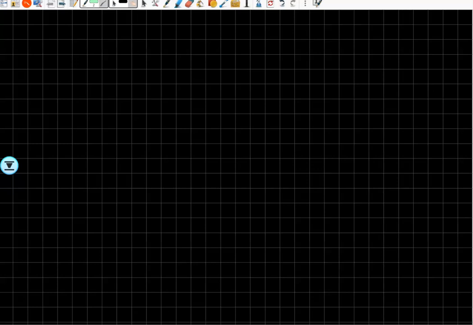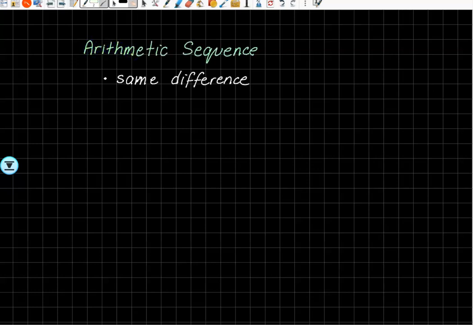Okay? And there's a whole lot of different sequences that we can look at. Like you can have squared patterns, you can have whatever. We are just going to be looking at arithmetic and geometric. So how can we define an arithmetic sequence? It is arithmetic, same difference.